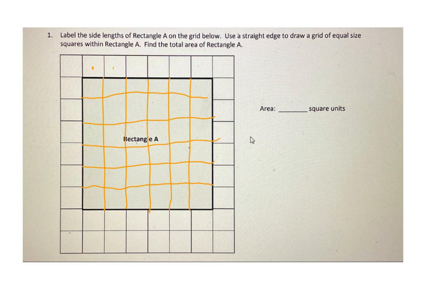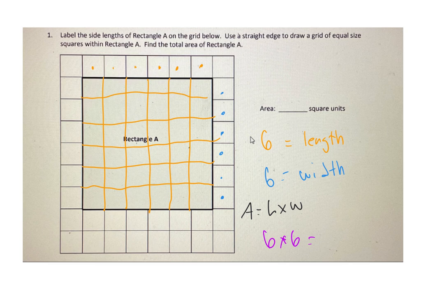So we're going to do 1, 2, 3, 4, 5, 6. So that is 6 equals our length. Now let's count out our width. 1, 2, 3, 4, 5, 6. So 6 equals our width. Since we know area is A equals length times width, we can do this equation down here. We take our length, which is 6, times our width, which is also 6, which is 36 square units. So we can move that 36 up here.